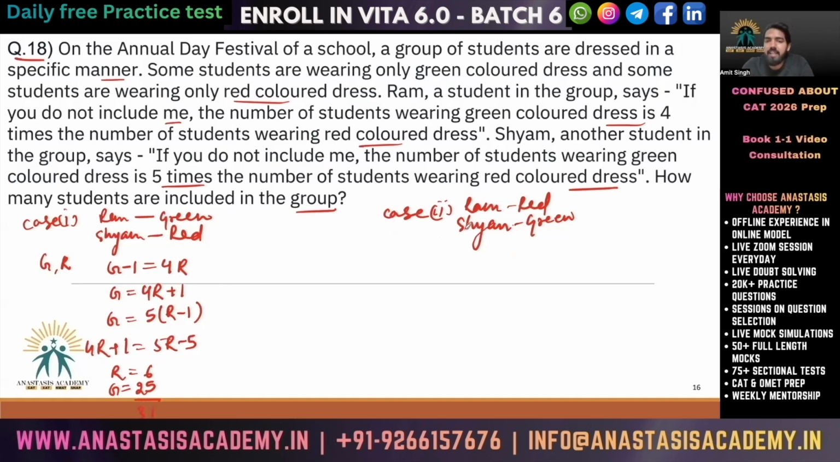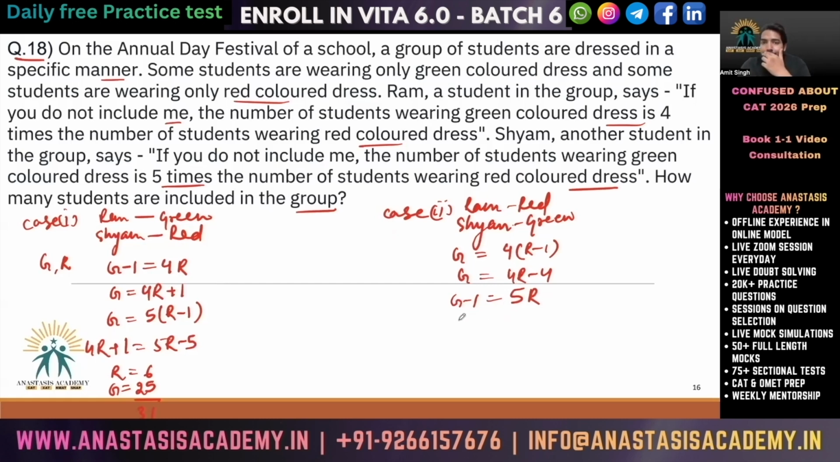Now let's take the second case, when Ram is from red, Shyam is from green. So if you do not include me, the number of green would be equal to 4 times red, that is R minus 1. So G is equal to 4R minus 4. Now Shyam says if you do not include me, that is G minus 1, then green would be 5 times the red, that is 5R.